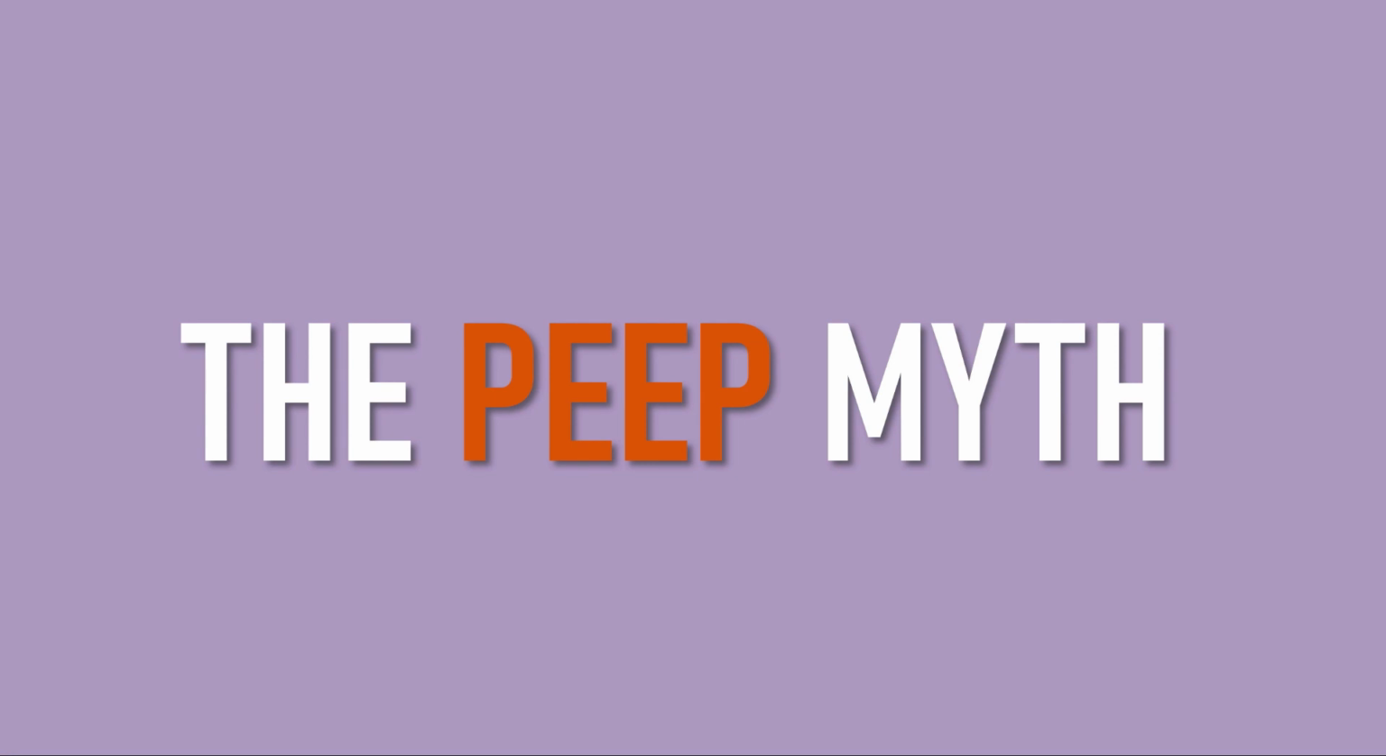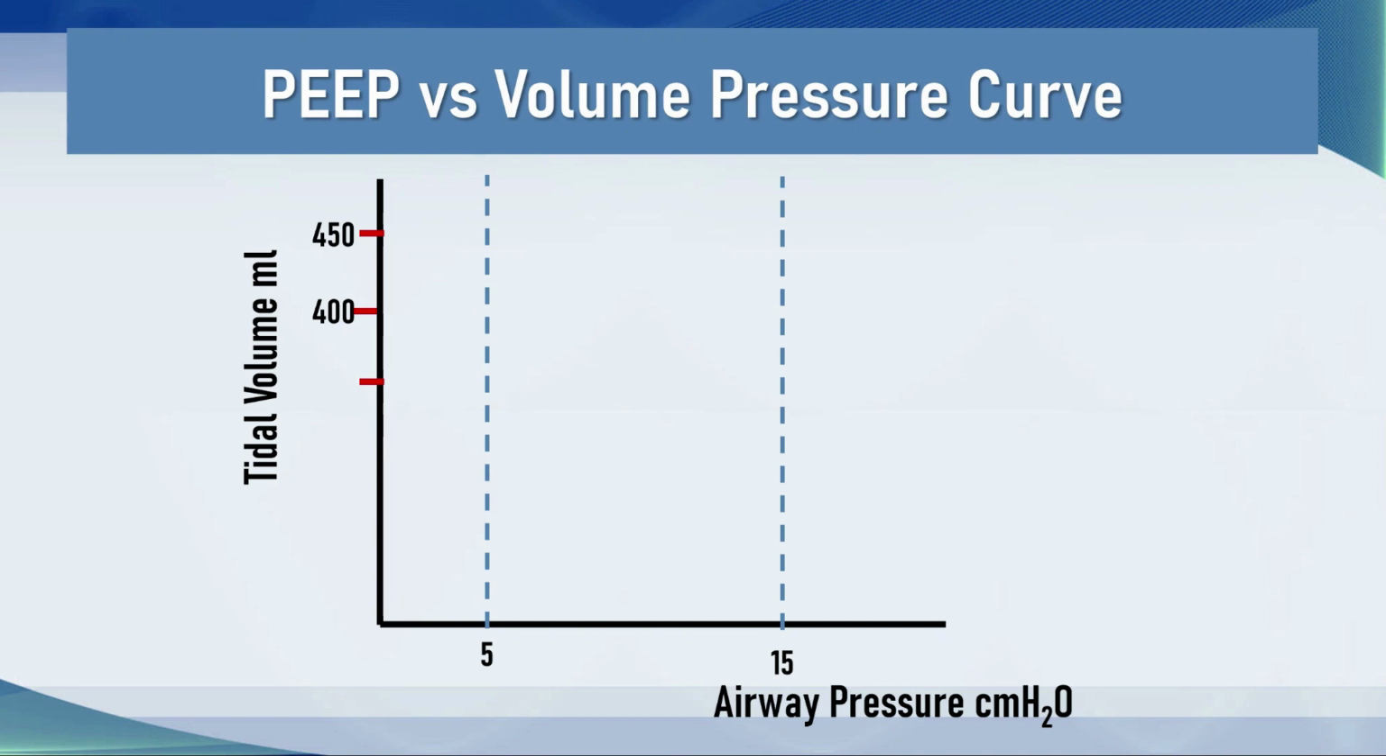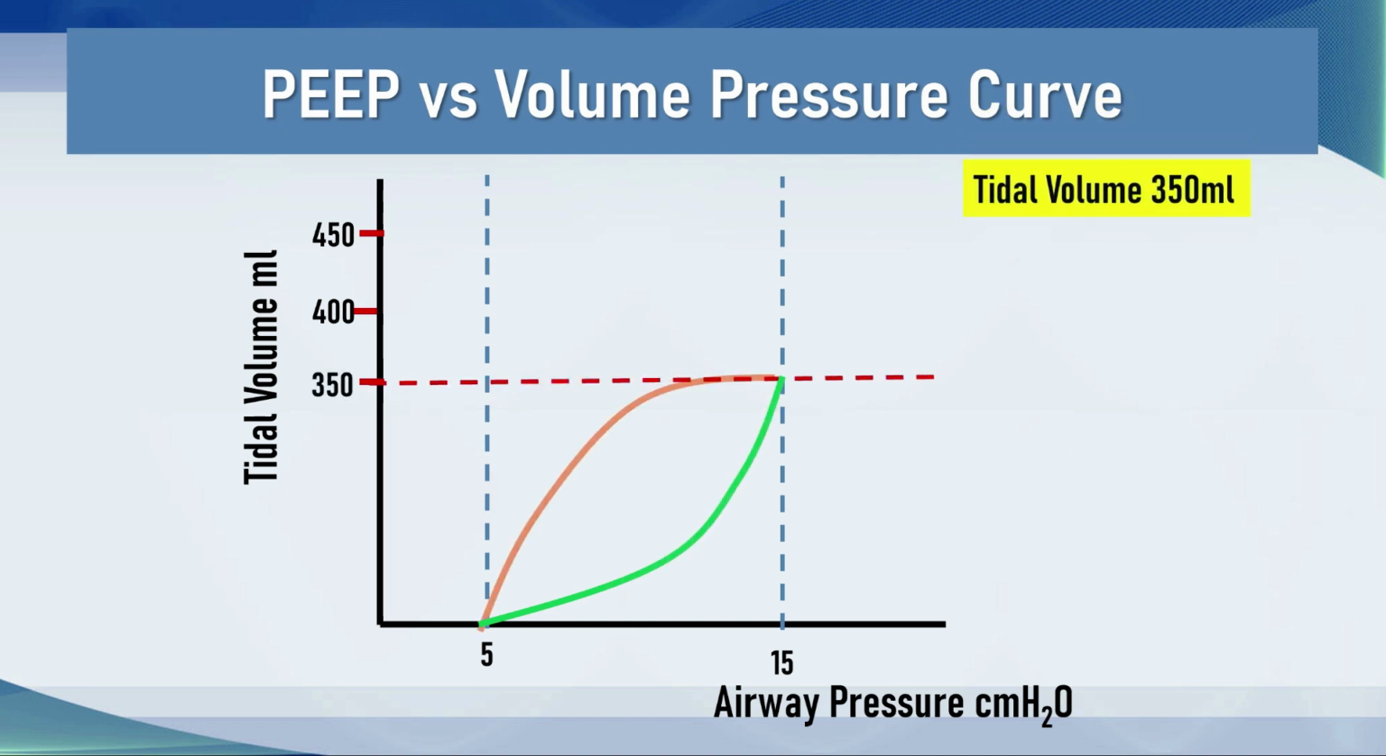But it does have a downside. There comes a point where the PEEP is excessive, it causes excessive alveolar stretch, it causes an increase in dead space, and it may actually contribute to barotrauma. In this picture, we have a volume pressure curve for a patient on 5 centimeters of water of PEEP and 10 centimeters of water of inspiratory pressure.